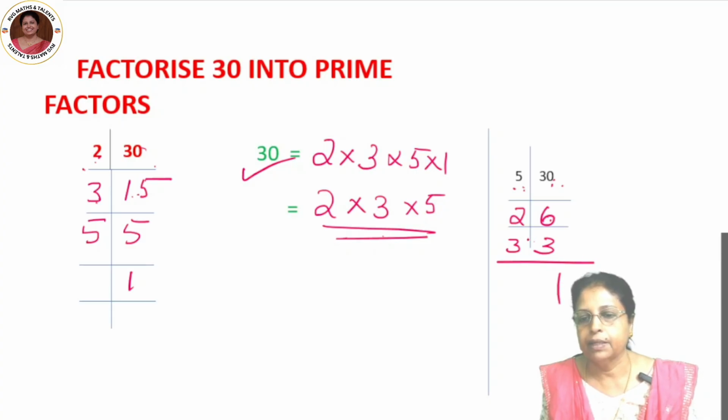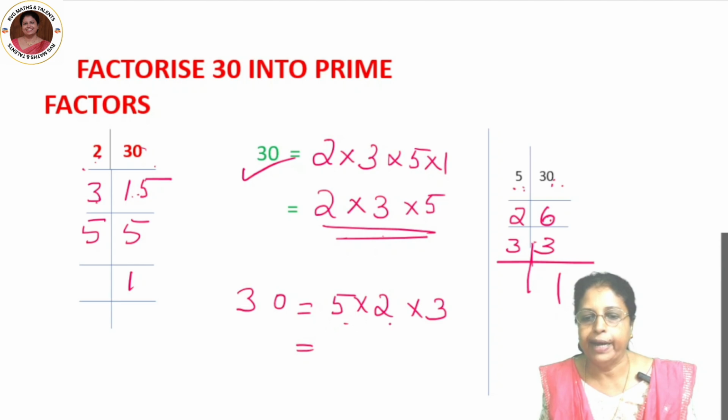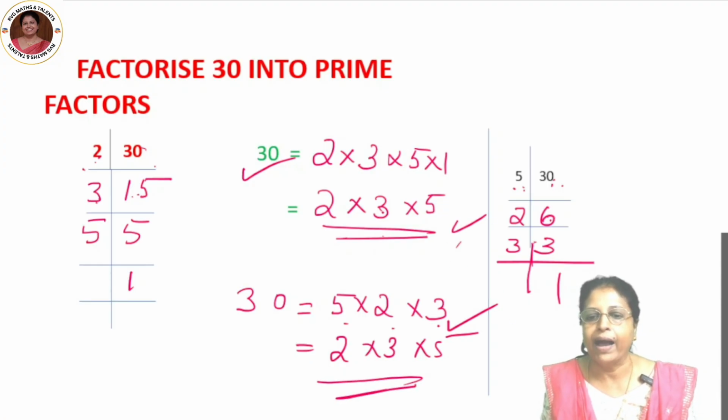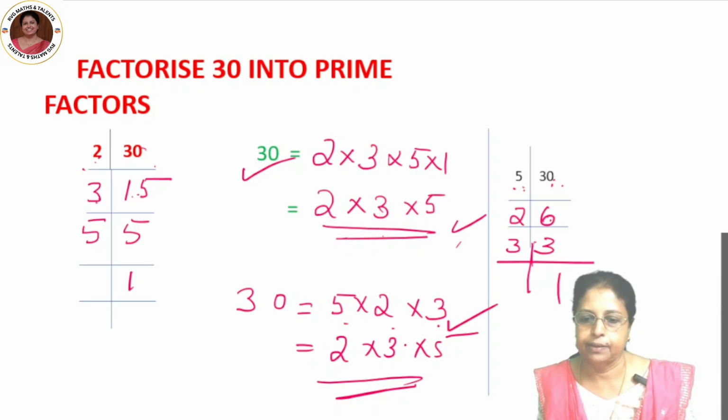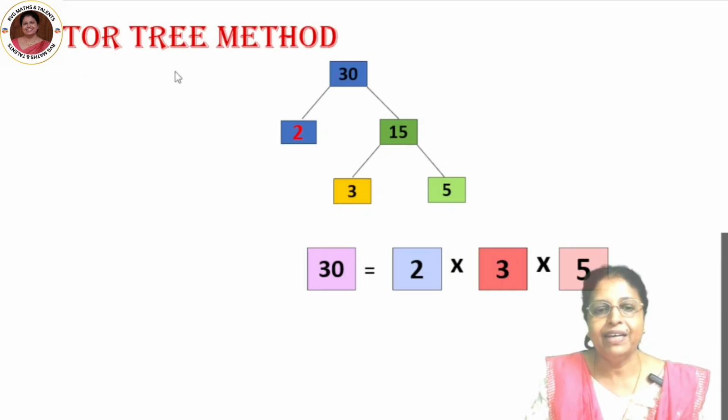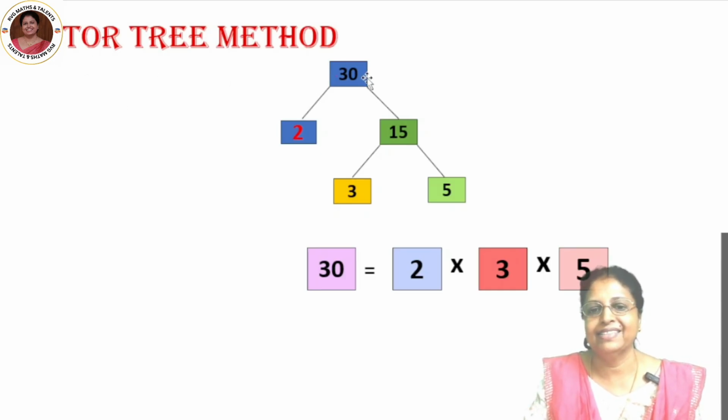Then that means 30 equals 5 times 2 times 3. So 5 times 2 times 3, that is the same as 2 times 3 times 5. Both are the same. That means this factorization is unique. So all these are prime factors. Already we are familiar with the factor tree method. We have done that earlier.